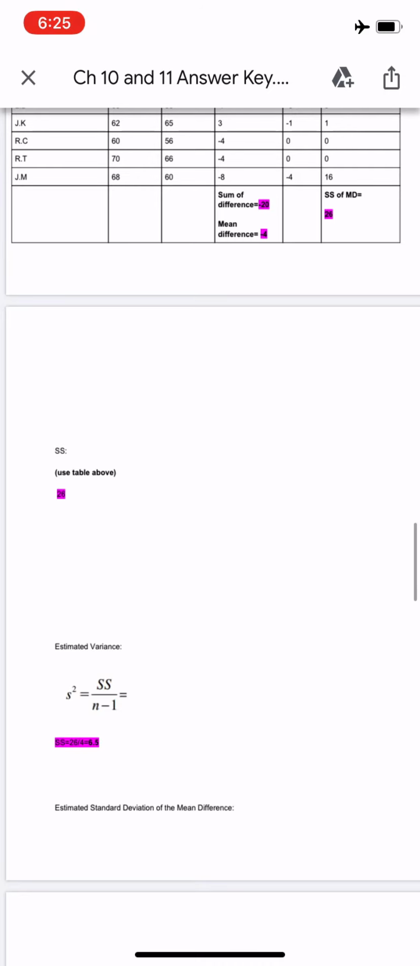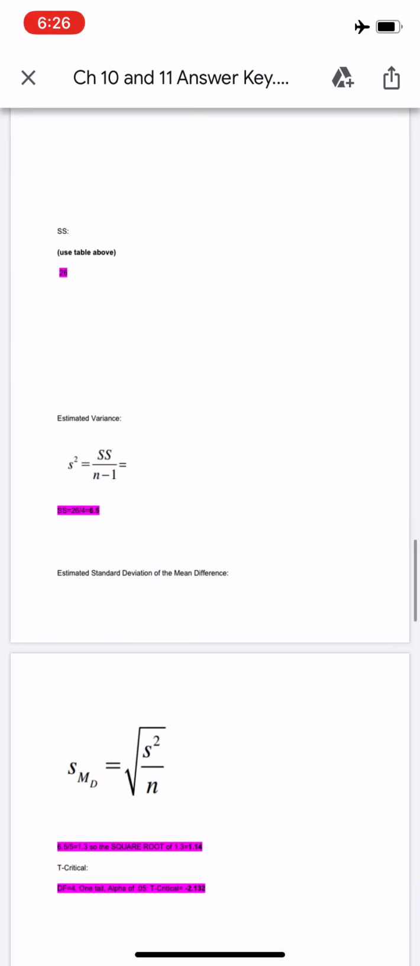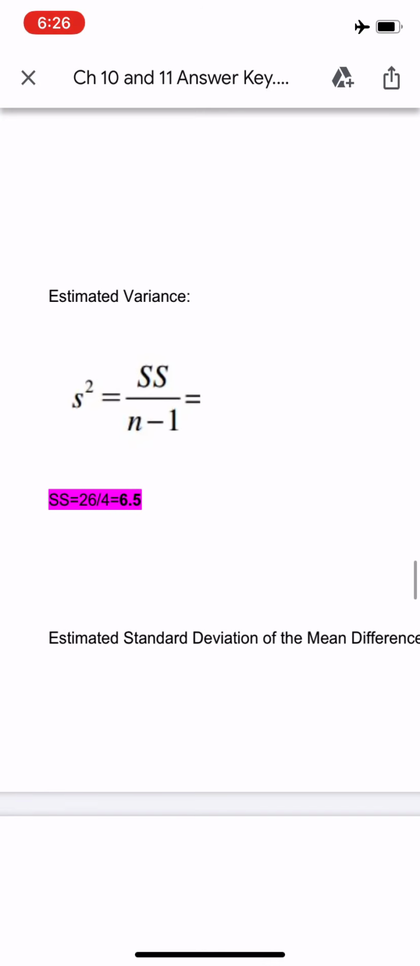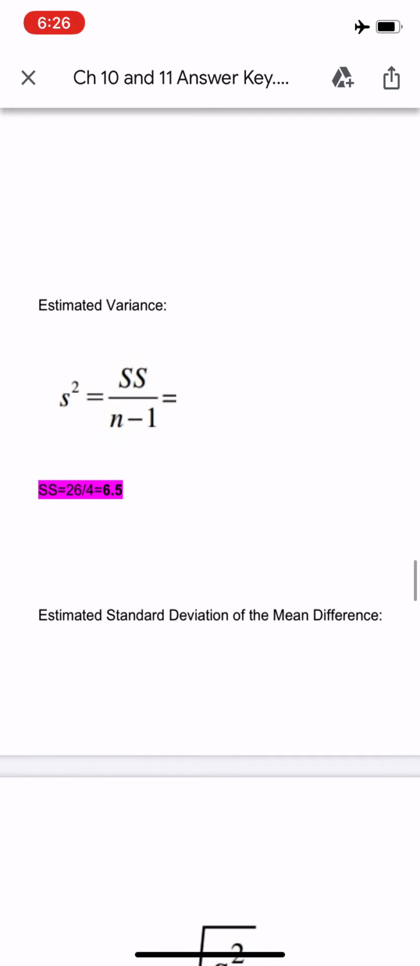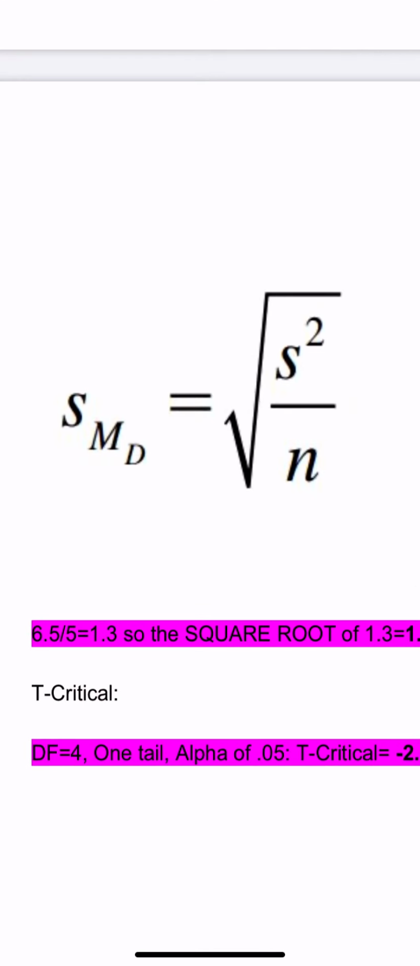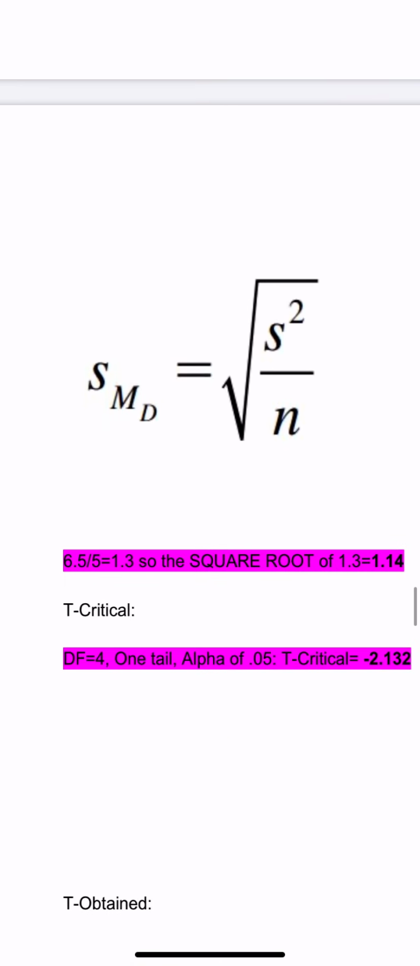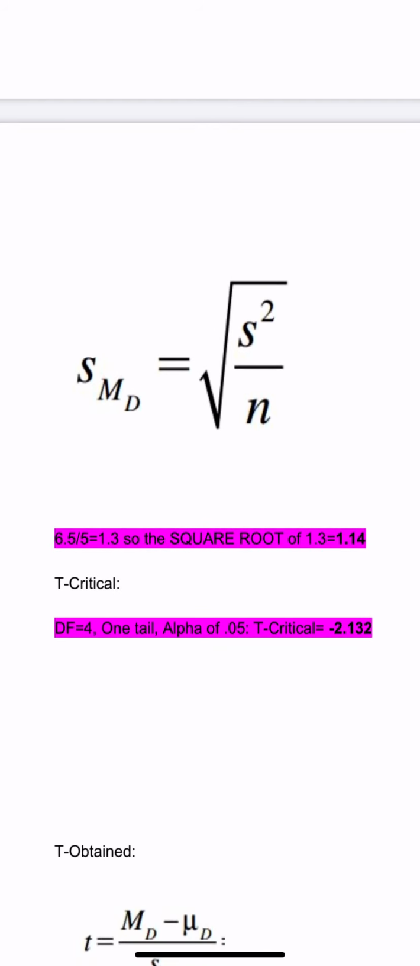All right. How do we get the sum of squares? Use the table above. Again, you just add up that last column. All right. So now how do we get the estimated variance? Same way we always do. We take the sum of squares divided by n minus 1. And this is the standard error of the mean difference, okay? So how do we get that? We get the square root of the variance divided by n. Compute that. It will come out to 1.14.